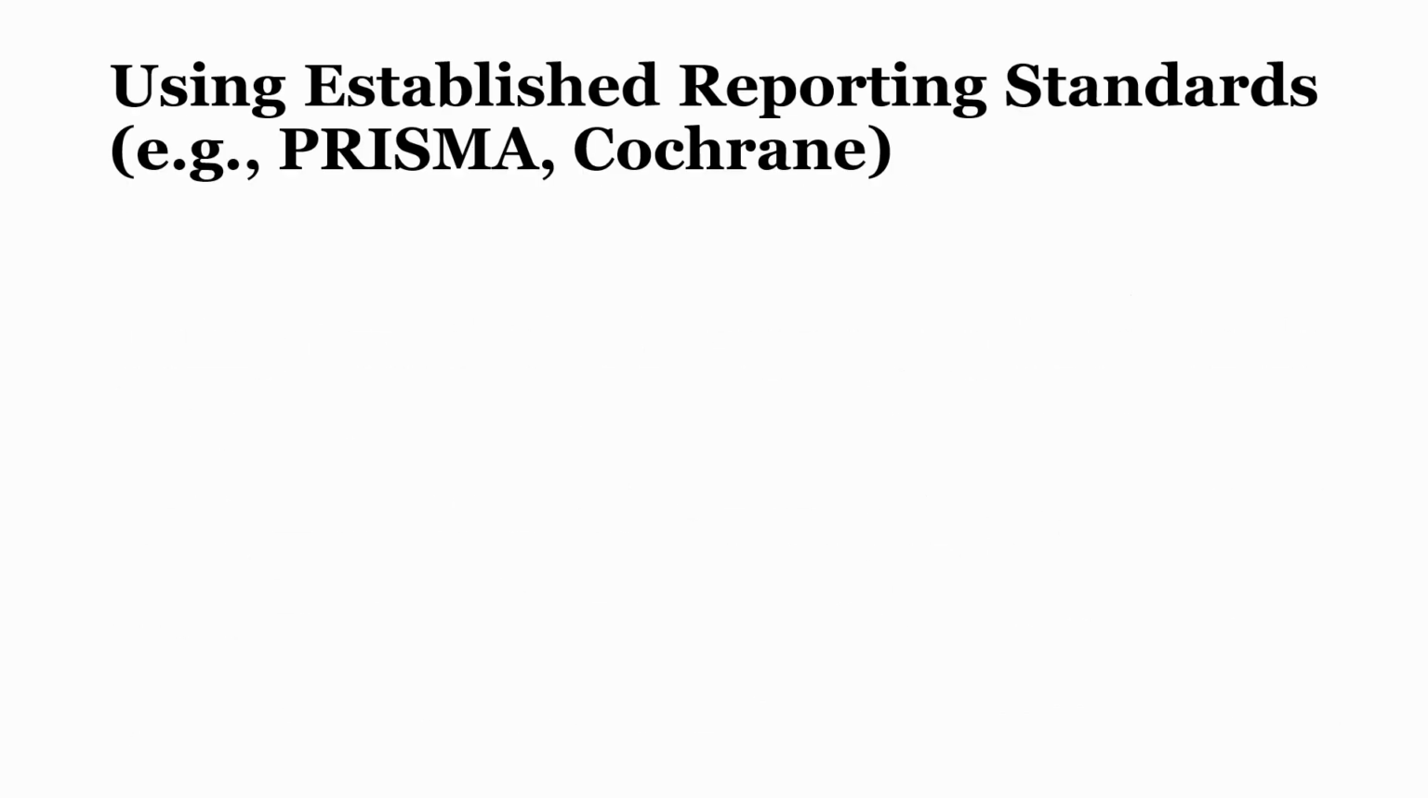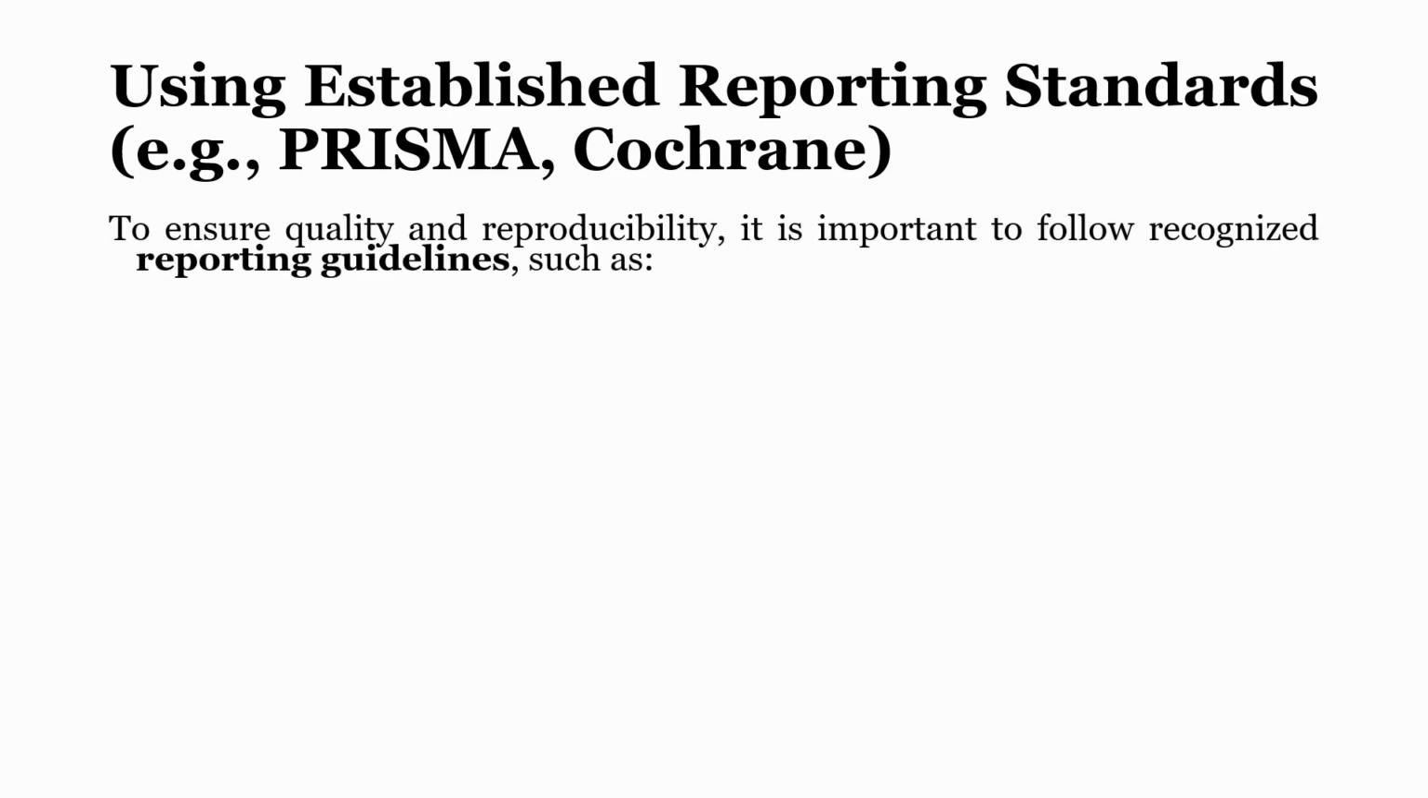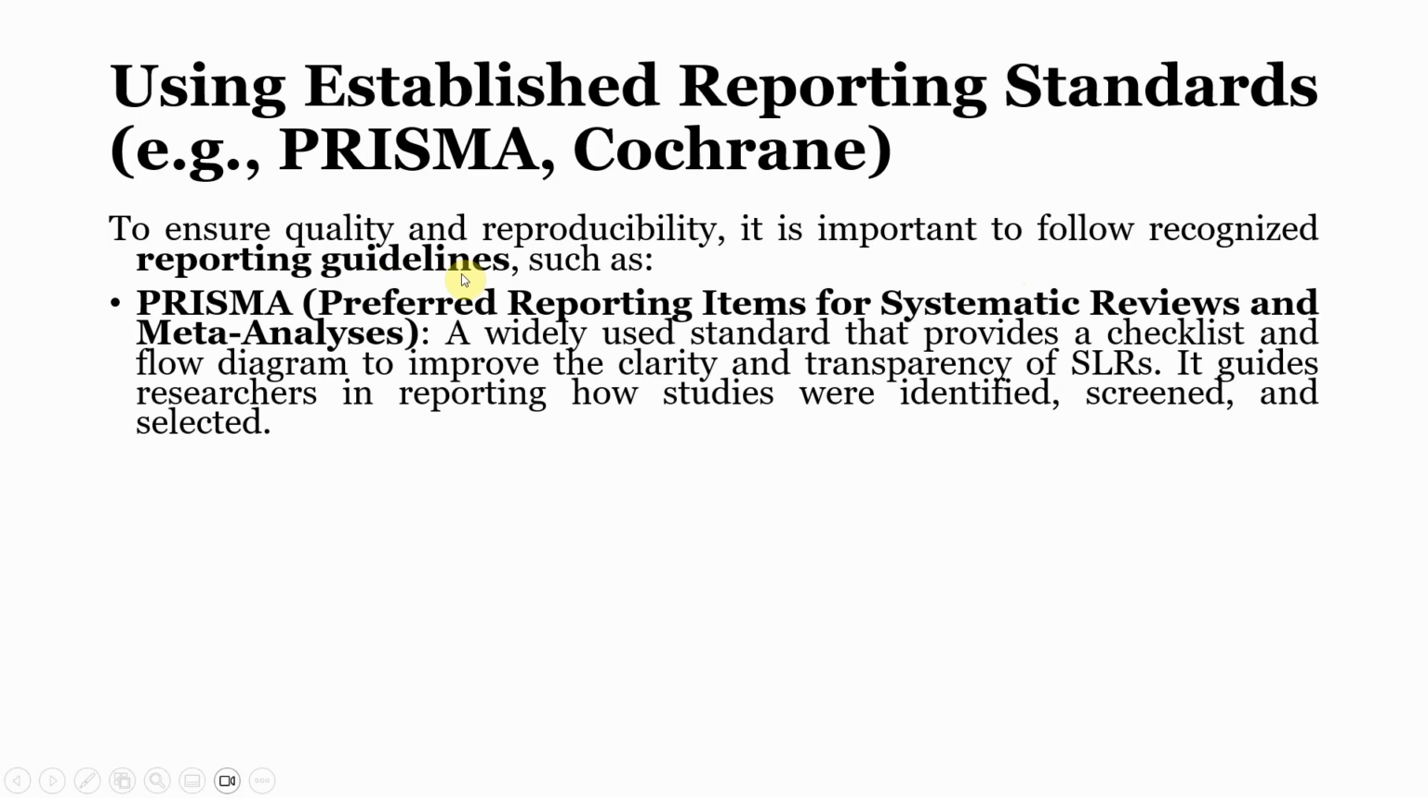Now, again, we can have different reporting standards. You can have PRISMA or others. To ensure quality and reproducibility, it is important to follow recognized reporting guidelines such as PRISMA. It stands for Preferred Reporting Items for Systematic Reviews and Meta-Analyses, a widely used standard that provides a checklist and flow diagram to improve the clarity and transparency of SLRs. It guides researchers in reporting how studies were identified, screened, and selected.